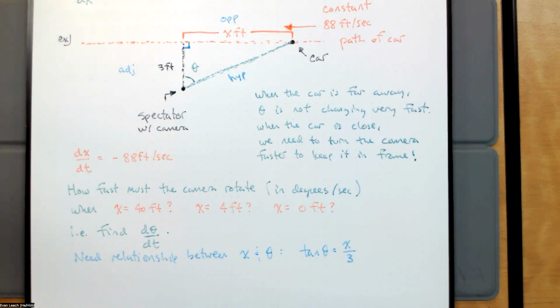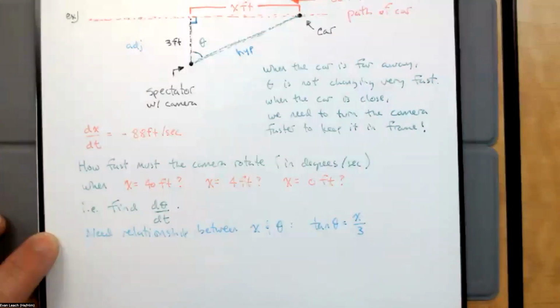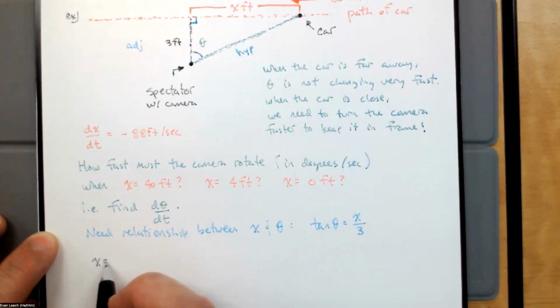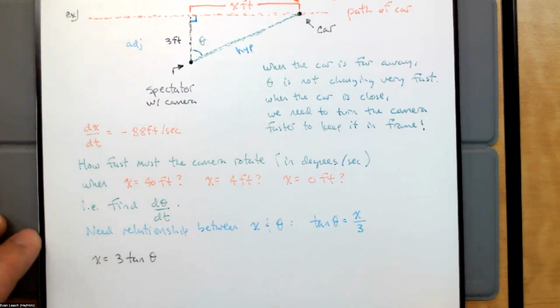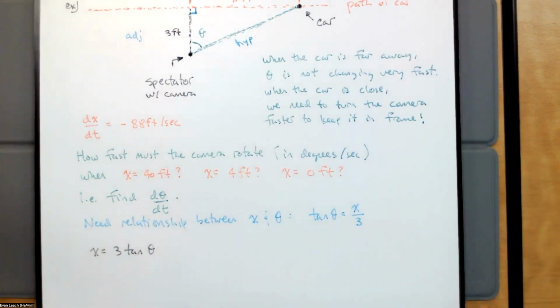I want to solve this equation, I want to write one of these quantities as a function of the other. So I'm going to solve for x. I'm going to say x is equal to 3 tangent theta. What is the derivative of x with respect to theta? So if I write x equals 3 tangent theta, what is dx d theta?